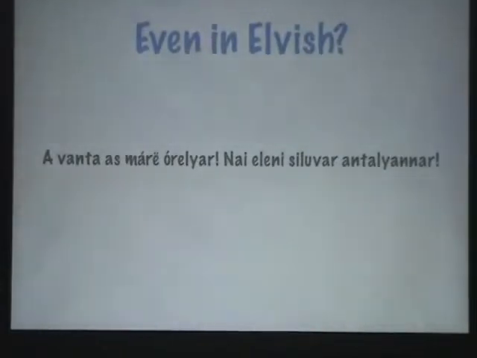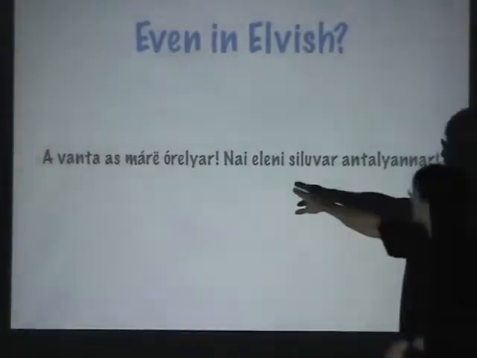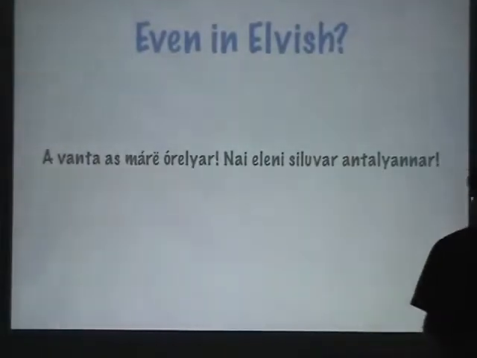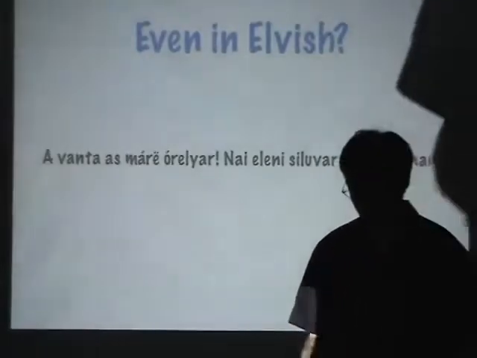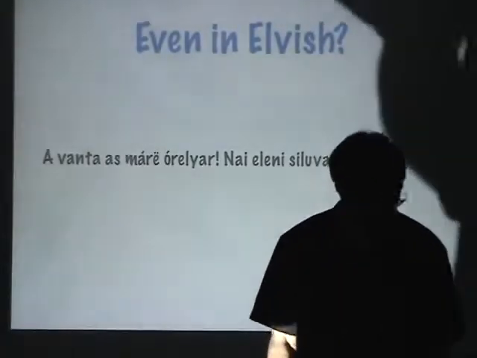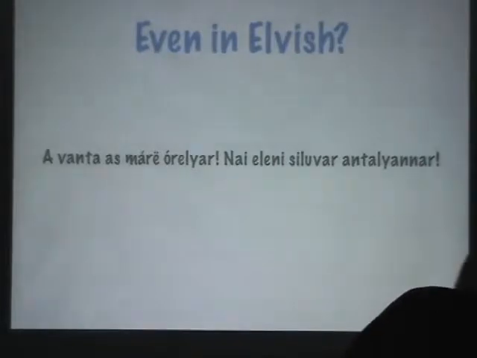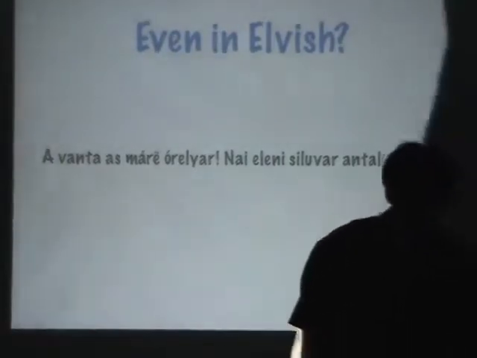J.R.R. Tolkien made up a language of Elvish, and he's written books on that. And I don't think anybody here probably knows what this says. But it says, something like, I think, go with the stars or something. So this is where I want to break out just a little bit and actually play with the computer a little bit and show you something fun.